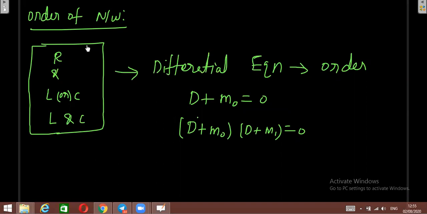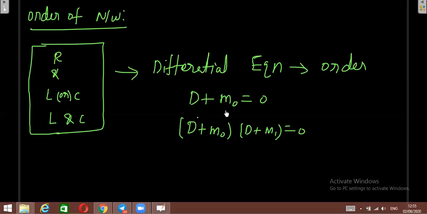Because when the network involves either inductance or capacitance or both, you can write that in terms of a differential equation. Once it involves either an inductor or a capacitor, if you write the relationship between the voltage and the current of the inductor or capacitor, then definitely we'll get the differential equation. So when we write the KVL or KCL, we can write the differential equation. For that, every differential equation will have an order. First order, second order equation, like that.